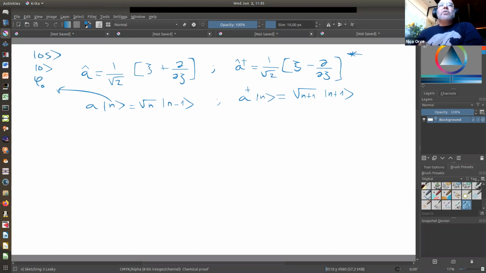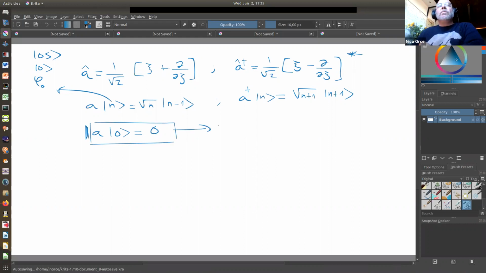We start with the ground state in a smart way, because we know that A applied to the ground state is going to be equal to 0. This condition is going to be crucial to deduce our first wave function, which we are going to call rho 0. It's easy to calculate when we solve the differential equation.